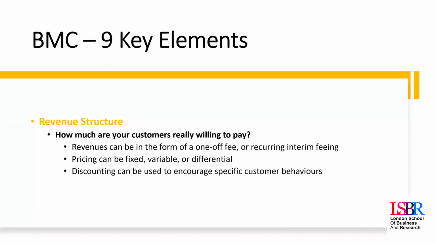Similar to cost, prices can also be fixed, variable, or differential. So fixed and variable we've talked about already. Differential pricing is where perhaps we look at who we charge how much to. What does that mean? Well, think of it this way. I've been on a contract with the 3 mobile phone manufacturer for almost 10 years. Now, I've been a long-term customer.